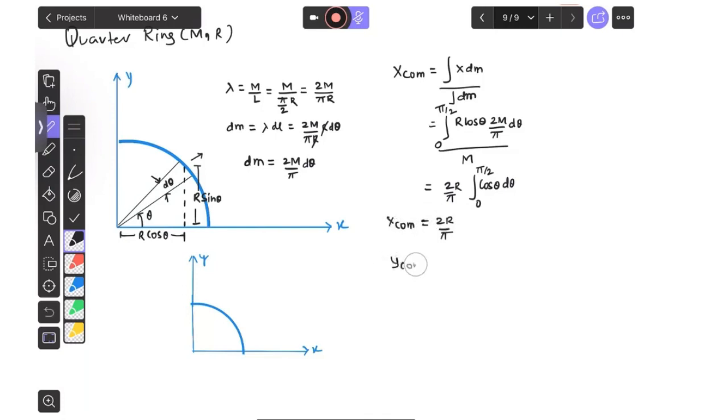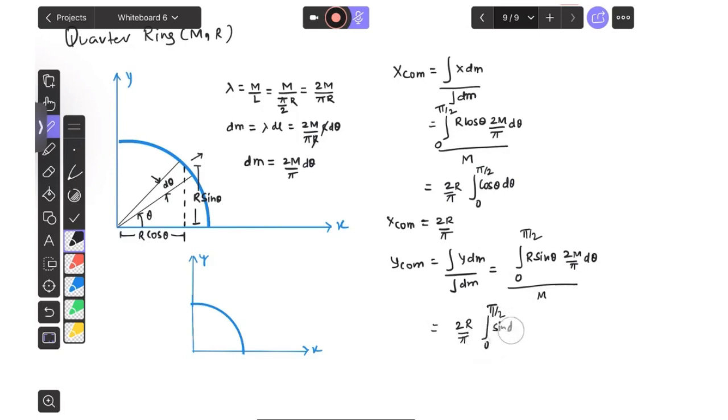Next, YCM will be integral of y dm by dm. And what really our y here is r sin theta. dm is the same exact thing, 2m by pi into d theta, from zero to pi by 2, divided by m. And here again 2r by pi, after simplifying, it will become the integral from 0 to pi by 2 of sin theta d theta, which is also going to come 1. You can check that on your own.